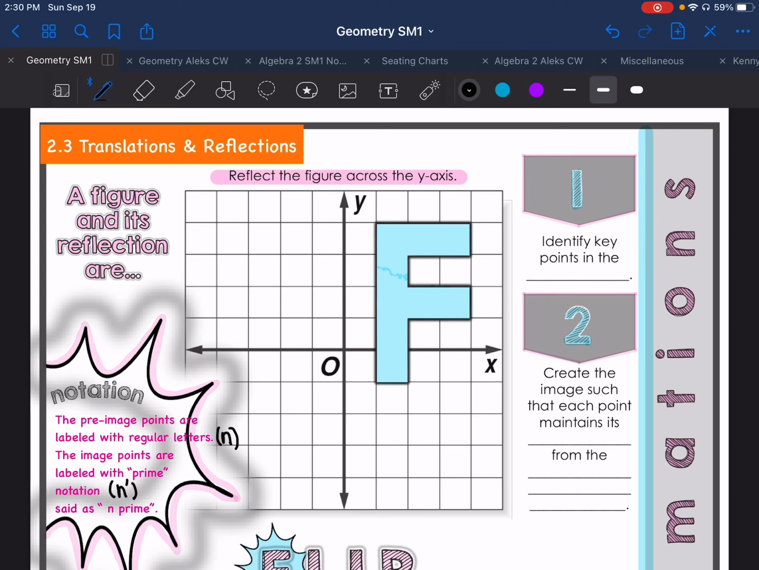The first thing we're going to do is identify key points in our pre-image, and that is the figure that we are given. The second thing that we're going to do is create an image such that each point maintains its distance from my line of reflection.